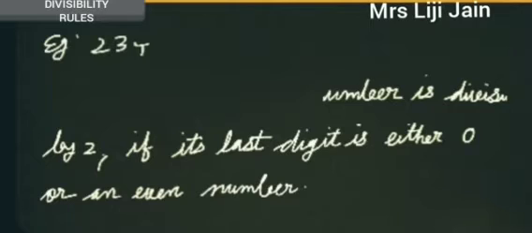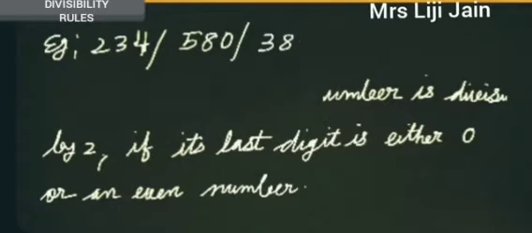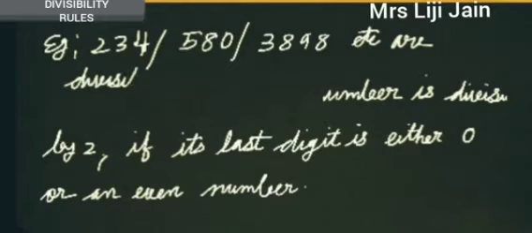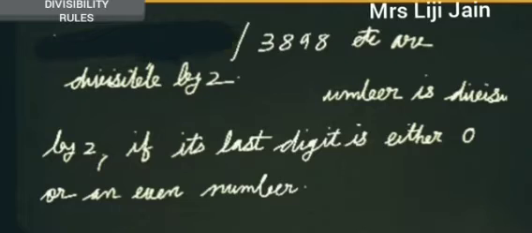234, 580, last digit 0, isn't it? 3898, etc. Are they divisible or not divisible? Yes, divisible by 2, isn't it? Okay, now let's write the rule of divisibility by 3.